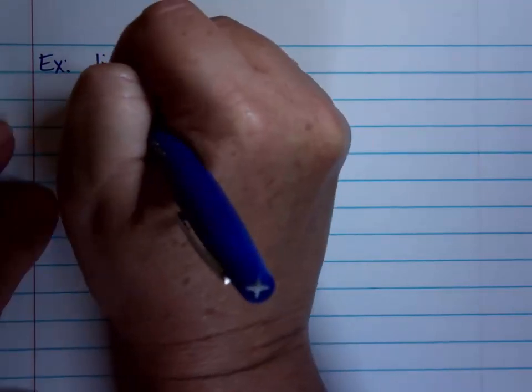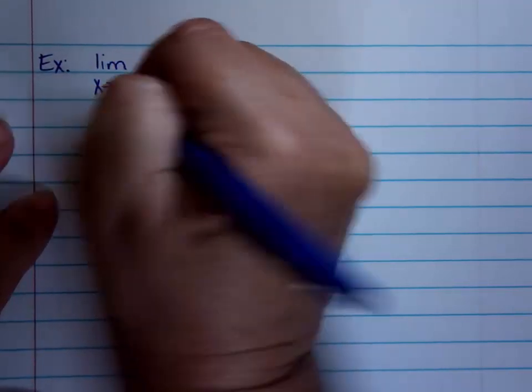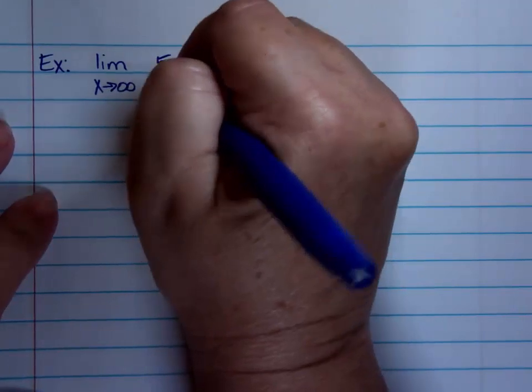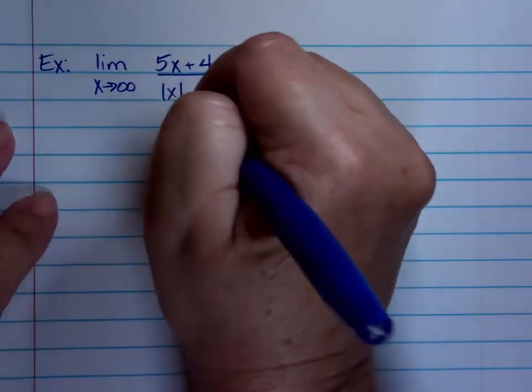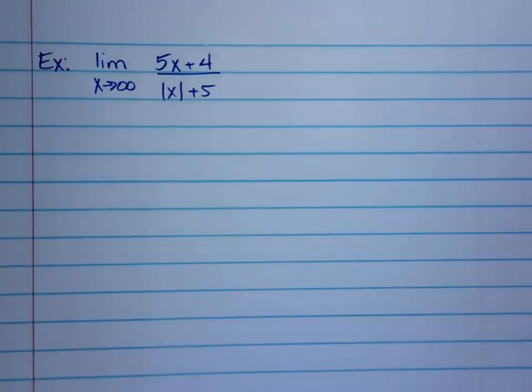The limit as x approaches infinity of (5x plus 4) over (the absolute value of x plus 5). The plus 5 is out of the absolute value bars. We're going to be looking now at what to do when there are absolute values in a problem, and then we're going to deal with what to do when there are square roots in the problem, and then we're going to look at vertical asymptotes in a little bit.